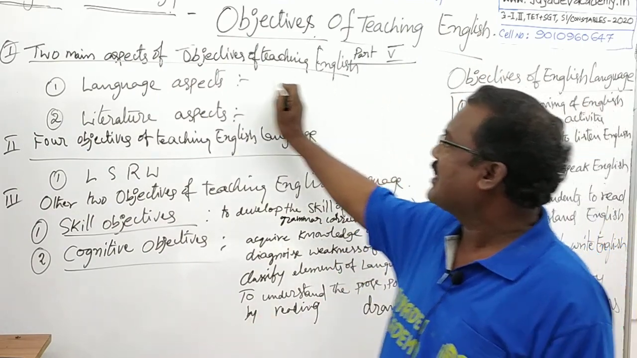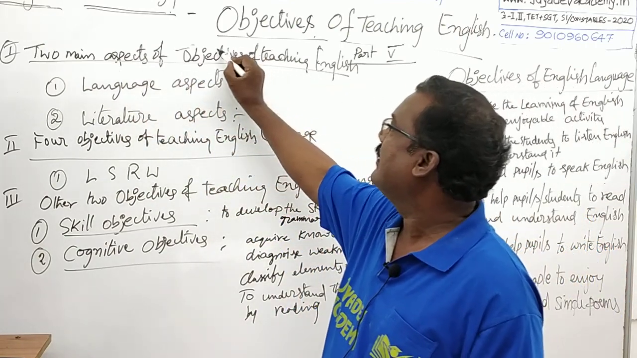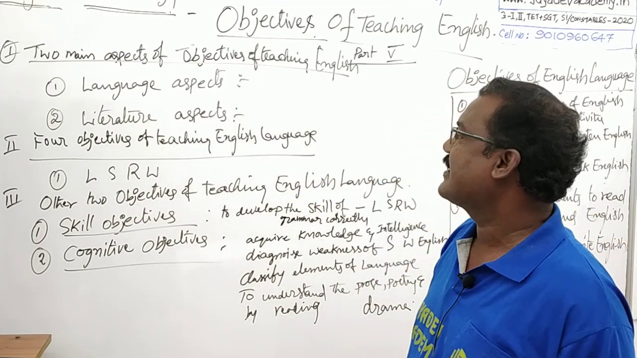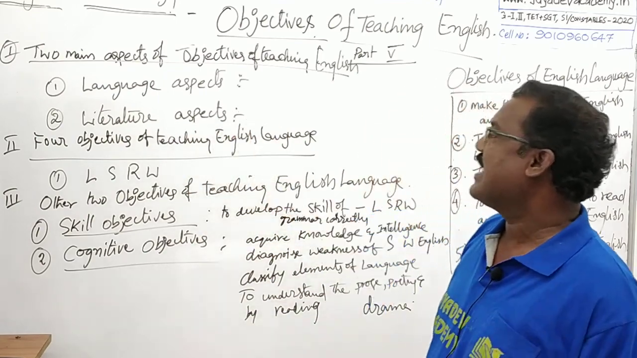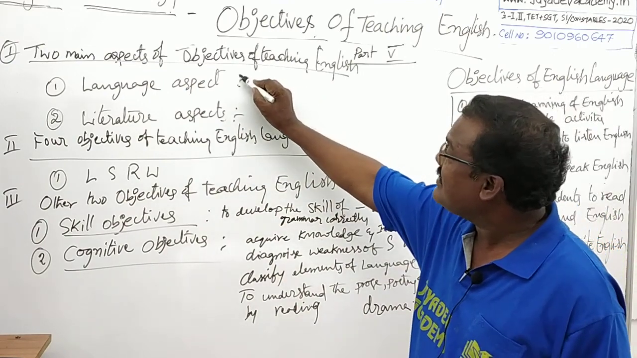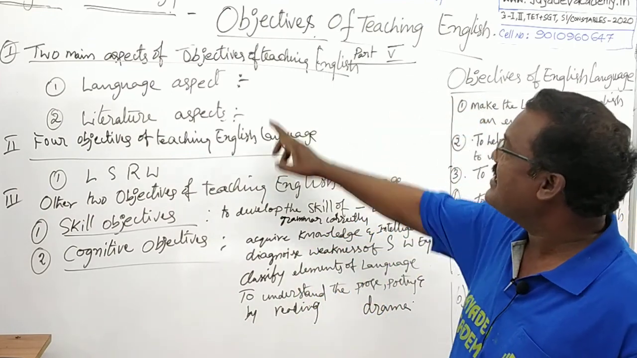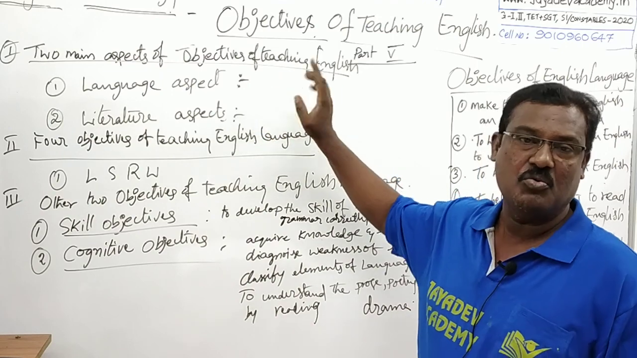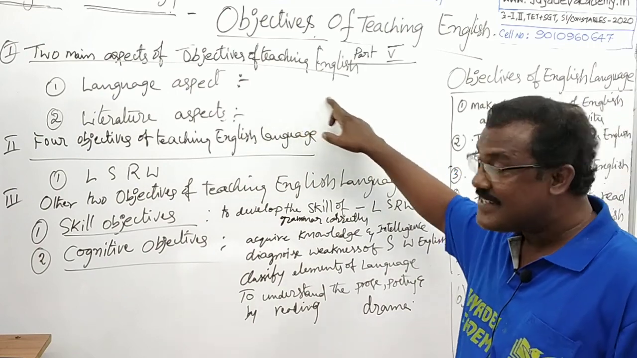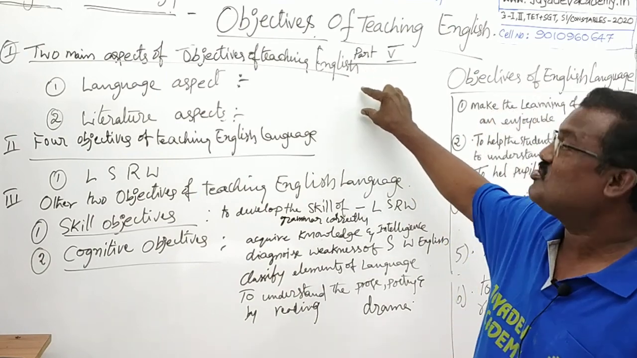If you take into consideration, there are two main aspects of objectives of teaching English: the language aspect and the literature aspect. Regarding the language aspect, we can teach language through sentences. Words are there; in sentences, phrases are there; in sentences, different structures are there. That is the language aspect. Grammar is there, spelling is there.